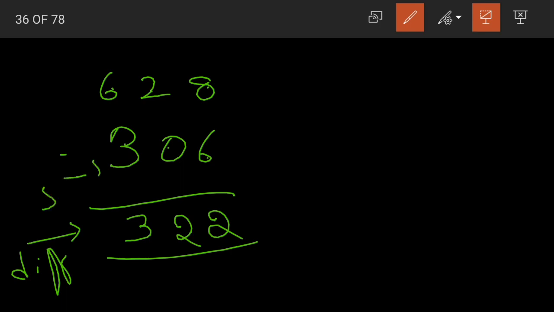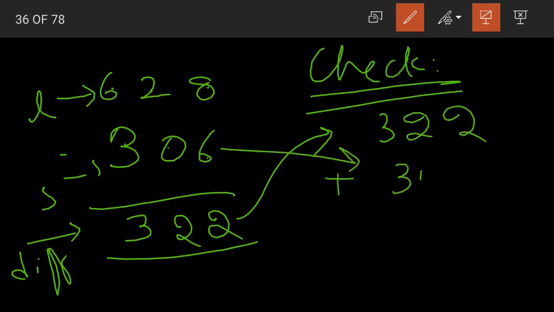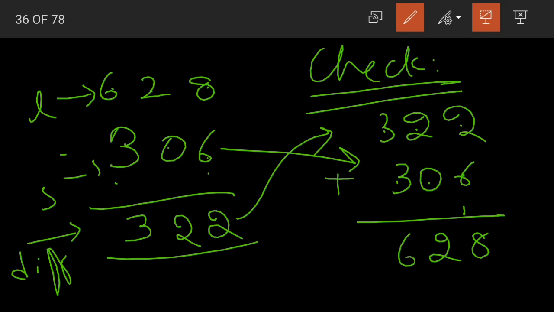This is our smaller number and this is our larger number. Now how to check? I'll write the heading as check. Yes, we are checking. What did they say? Add the smaller number to the difference. I am writing the difference first and then I'll add the smaller number 306. Now 6 plus 2, 8. 2 plus 0, 2. 3 plus 3, 6. See, it's like magic, right? When we add these two numbers, we got our larger number as our answer.